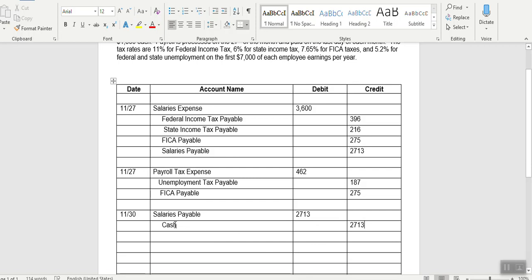Now, in real life, we would actually go back and write checks to the federal government, the state government, and then federal and state for unemployment tax. This problem doesn't ask you to actually pay those income taxes. So we just record the tax and we're just going to leave them in those tax payable accounts. So that's all there is to it.